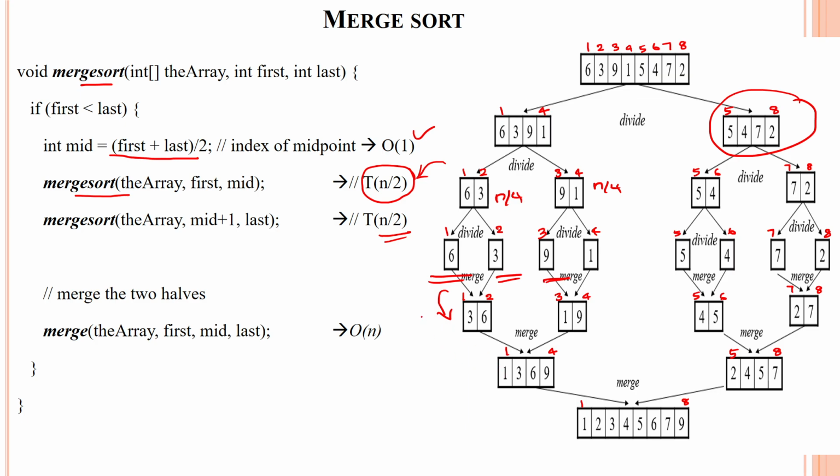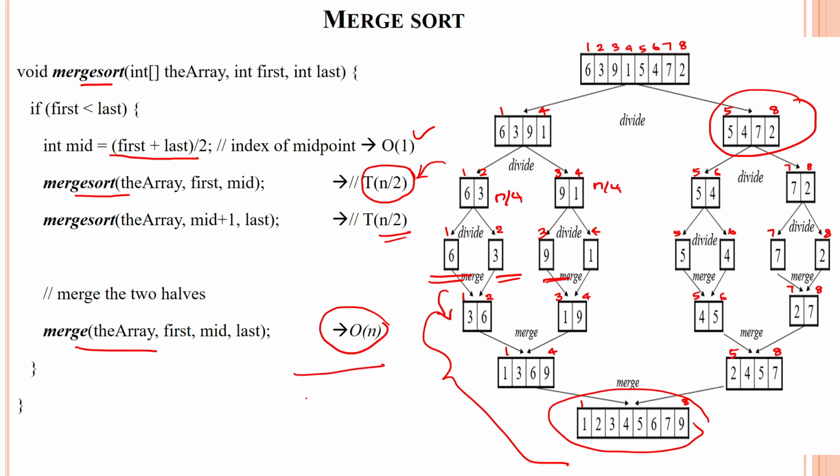Finally, merging also takes time. For merging and combining all the elements, we will take order of n. So we will calculate this now: 2 times T of n by 2 plus n plus some constant amount of time. This is the recurrence relation we got for merge sort.